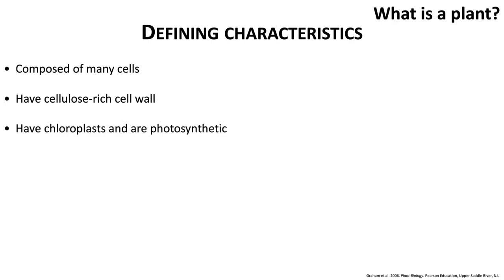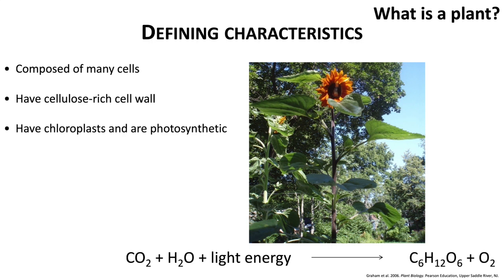You may have included in your plant definition that plants are green, and that is an important defining characteristic of most plants. They are green because they have chloroplasts, which perform photosynthesis. As a reminder, photosynthesis is when plants use the energy from sunlight to convert carbon dioxide and water to produce glucose and oxygen. So they capture the energy in light and convert it to chemical energy stored as sugar. And this is the ultimate source of energy for most life on Earth.